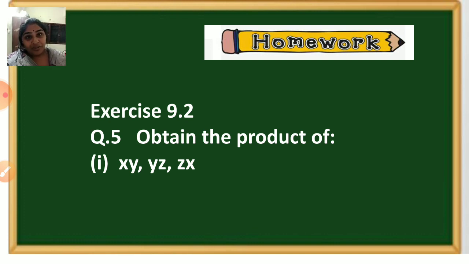Now exercise 9.2 question number 5. Obtain the product of xy, yz, zx is homework for you. And I hope everybody will be able to solve it. It is very easy. You have to just multiply all the whatever the terms are given.